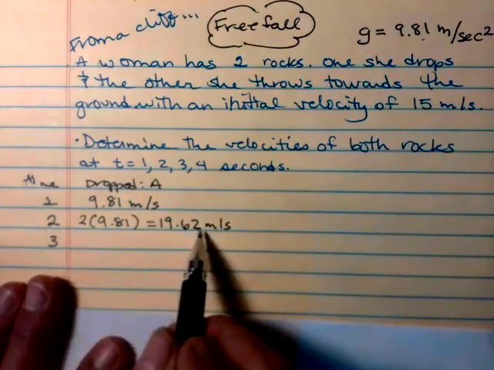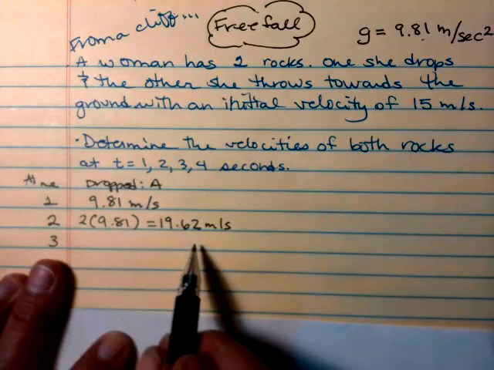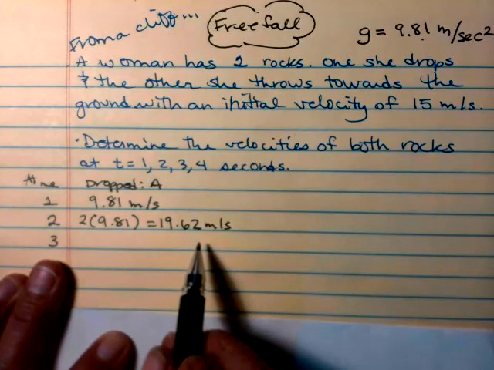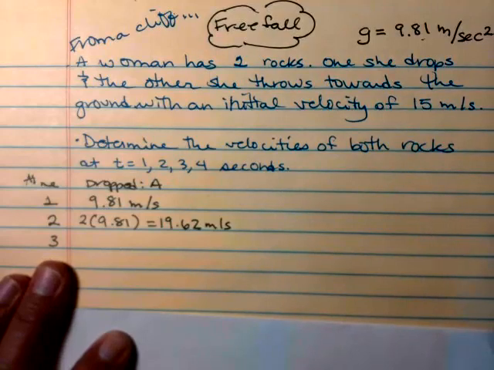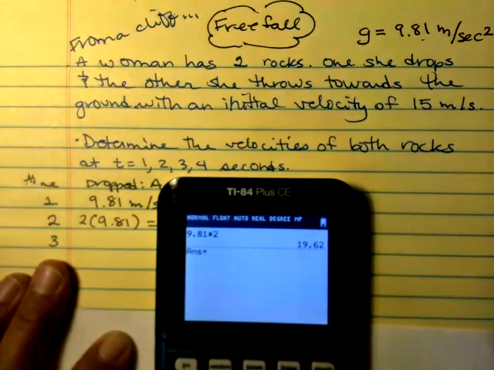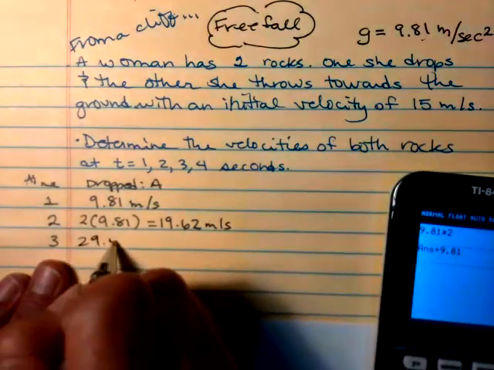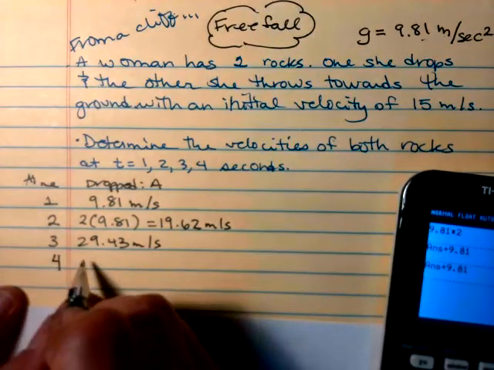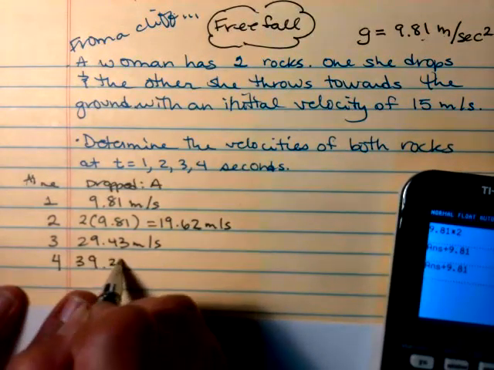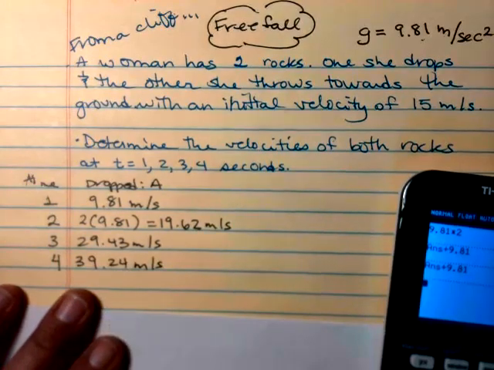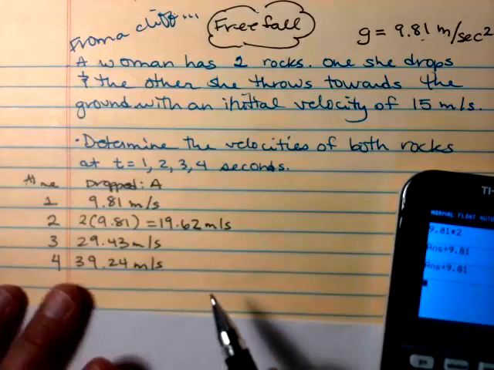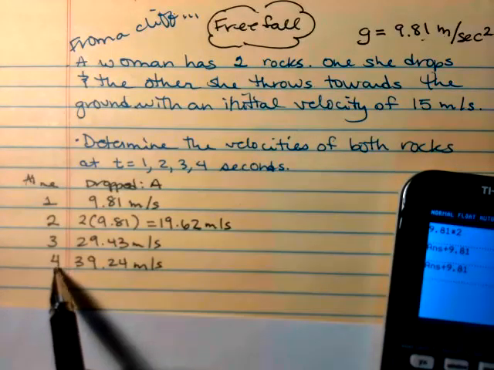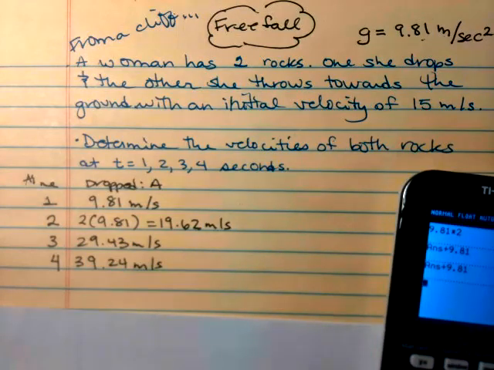So at the end of the third second, it will have increased another 9.81 meters per second. If you still have that number in your calculator, you could just add on another 9.81, so 29.43 meters per second, and our last one at the end of that fourth second, 39.24 meters per second. Okay. So now we know the velocity at the end of the first second, second second, third second, and fourth second for a ball that we've just dropped.